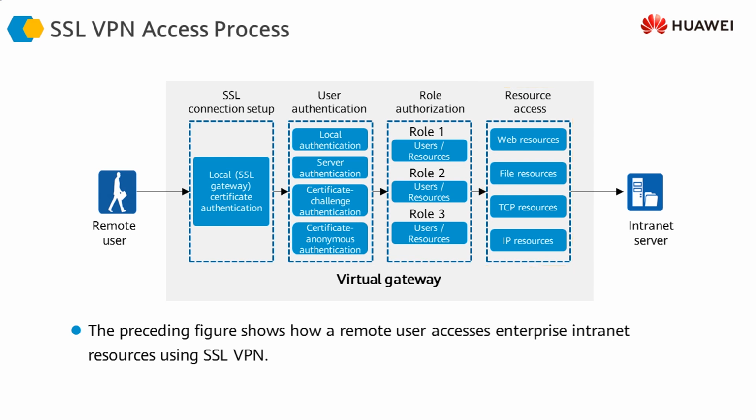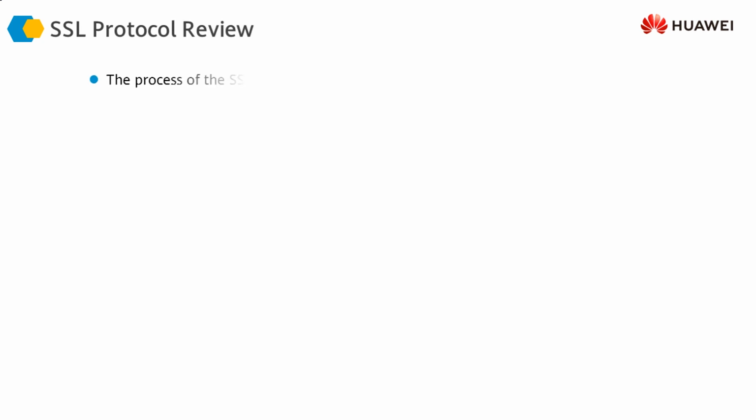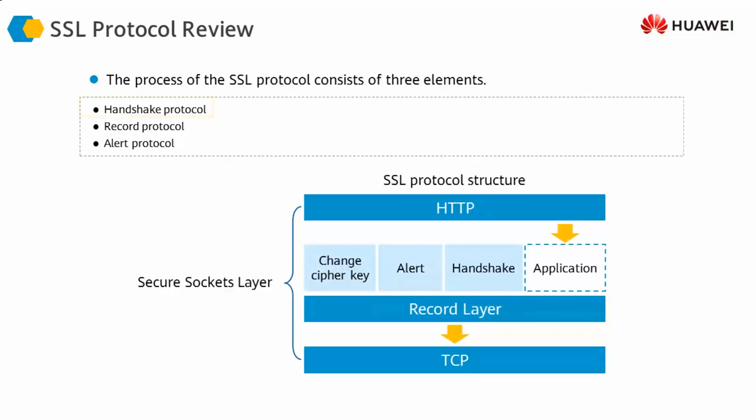When the user is trying to access these resources using SSL VPN, there are different steps involved in this process. We can divide the entire process into 3 phases. We also call them the 3 elements of SSL VPN. The first one is the handshake protocol, the second one is the record protocol, and the third one is the alert protocol.